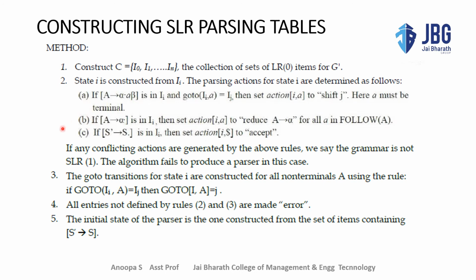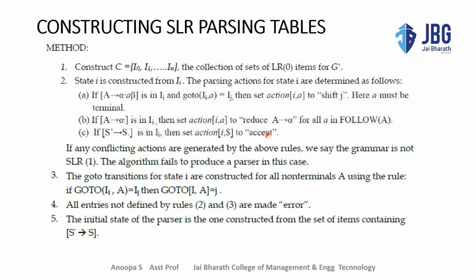Okay, then the third condition is if S dash giving S dot is in Ii. There will surely be this production, right? If it is in Ii, then set action of I comma dollar to accept. Write action of that particular state number comma dollar to accept.